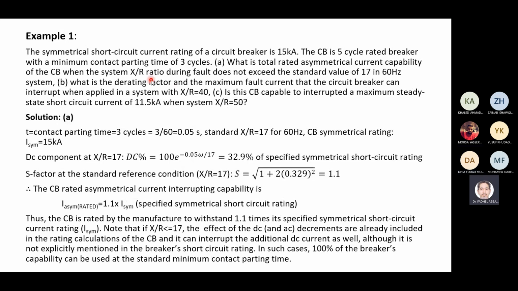Our question is about this breaker, whose symmetrical current rating is 15 kA. This is of course specified because, according to the standard, all manufacturers determined the breaking capacity at contact parting time, when the DC time constant is 45 milliseconds, corresponding to X/R ratio 17. So this is the AC component of the breaking capacity, including a DC component corresponding to the standard X/R ratio.